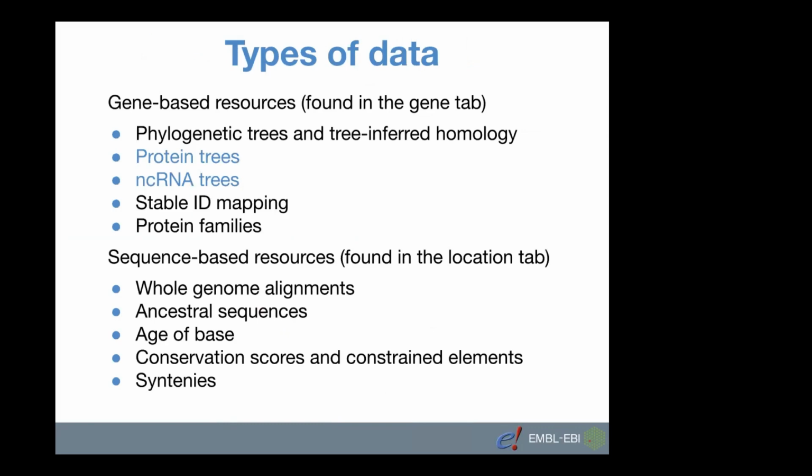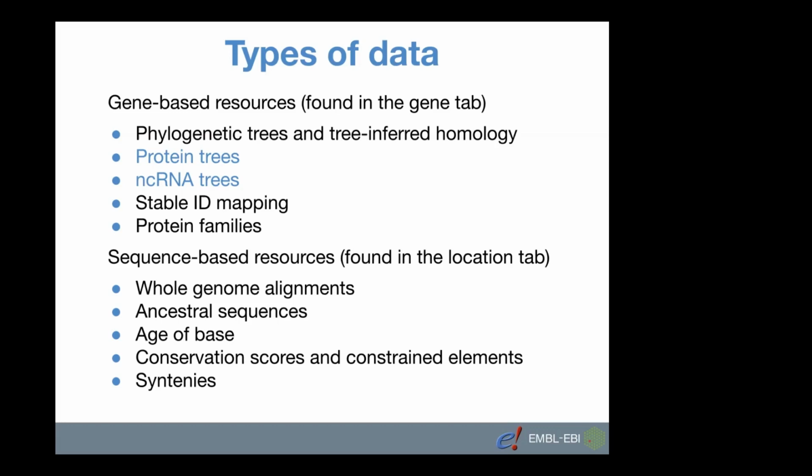There are different comparative data types that you can find in Ensembl. So we can distinguish gene-based resources, which can be found in the gene tab, and I will show you these in a minute. We have phylogenetic trees, for example protein trees and non-coding RNA trees, but also homologies that are inferred from gene trees. We also have stable ID mappings.